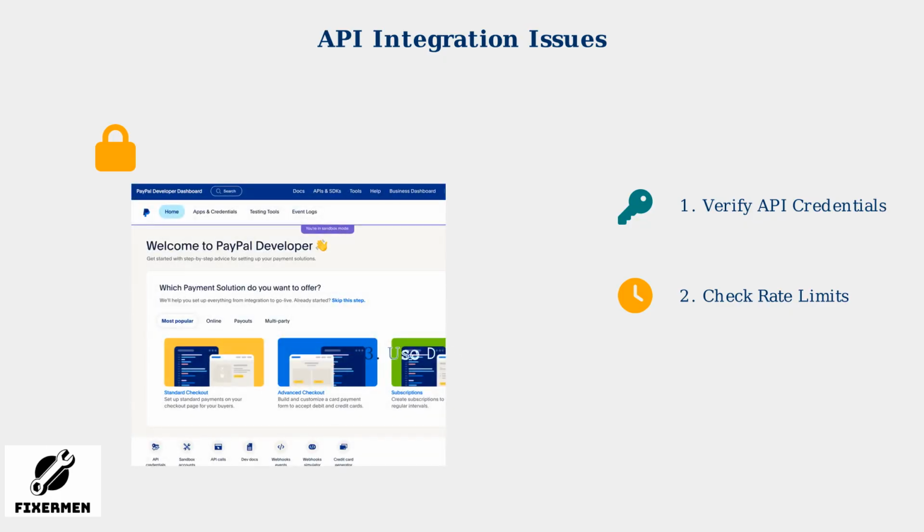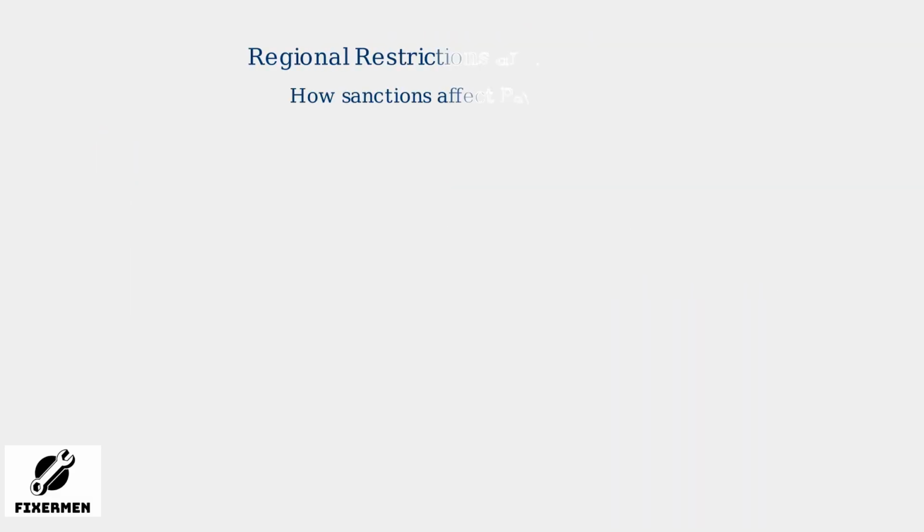To resolve this, visit PayPal's developer portal to verify your API credentials and check your rate limit usage. The portal provides tools to monitor your API calls and ensure proper configuration, which can reduce transaction failures by up to 15%. Regional restrictions play a significant role in PayPal error 13113.